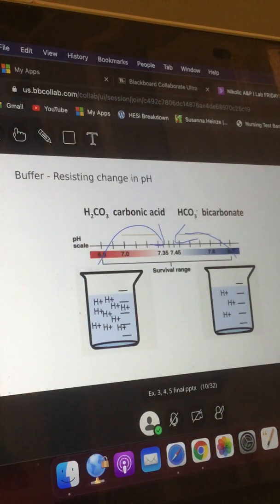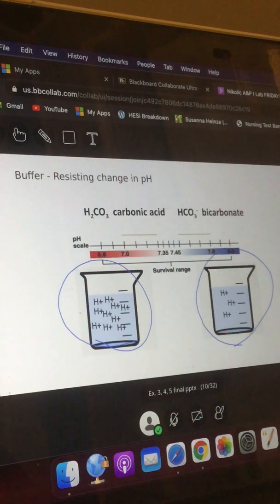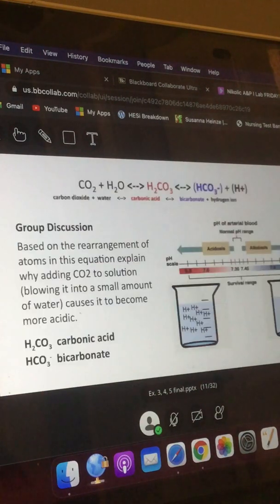So we talked about this in lecture, so we should be familiar with this. And so what we're going to do is we're going to show that in this experiment, okay? So you got to know your carbonic acid, this. You got to know your bicarbonate, which is this, right? And you got to understand what makes something acidic, lots of hydrogen, and what makes something basic, less hydrogen, okay? So that's kind of where we're going with this.